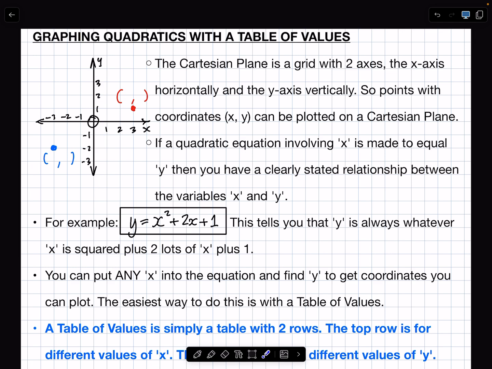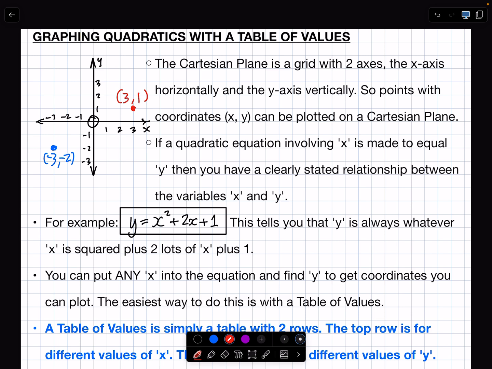So can someone tell me, what are the coordinates of the blue dot here? How would I state the location of that blue dot there? Yes? Good. -3, -2. Someone else? What are the coordinates of the red dot? 3, 1. Okay.